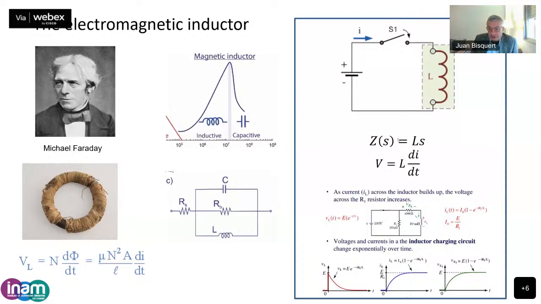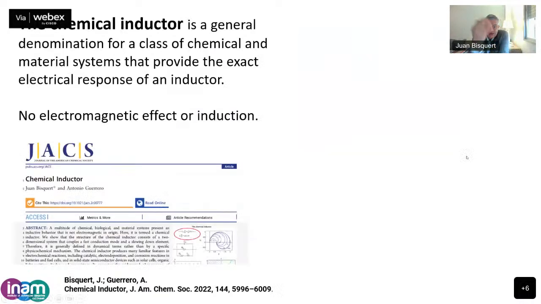And then you have two main properties. You have an impedance proportional to the frequency, and you have a voltage proportional to the derivative of the current. So a change in current creates a voltage, an electromotive force. Okay, so this is the normal induction. But you can also observe the inductive response, the same inductive response, in systems that don't have any magnetic field variation or electromagnetic induction. And this we have called, in a recent JACS paper, the chemical inductor.